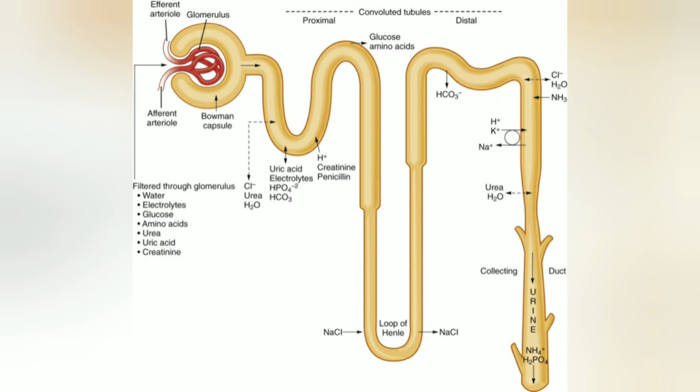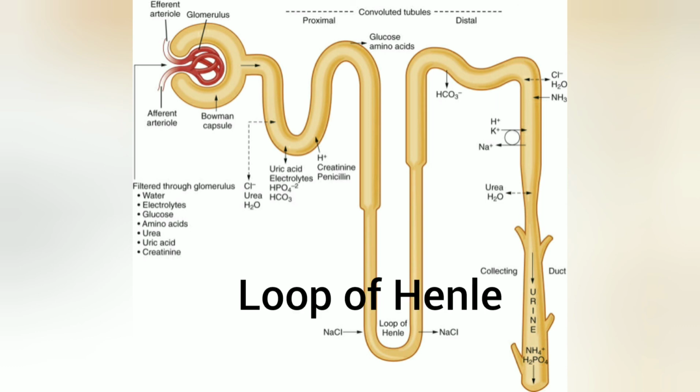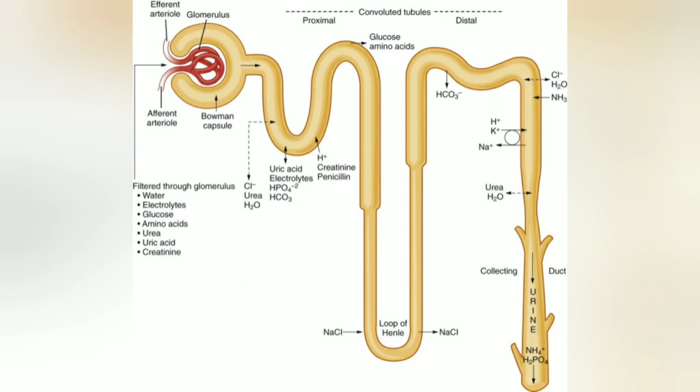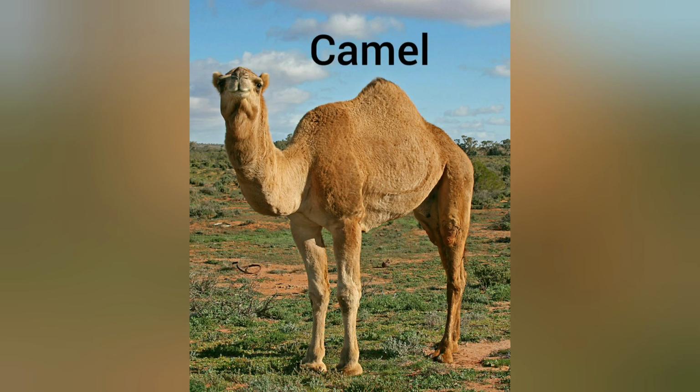Now, in certain animals where maximum water has to be reabsorbed, in those animals you will find the loops of Henle are longer. For example, a desert mammal, that is the camel. Due to this, the camel excretes concentrated urine because maximum water is reabsorbed by the loop of Henle by this process, and urine becomes more concentrated. I hope you understood the topic.